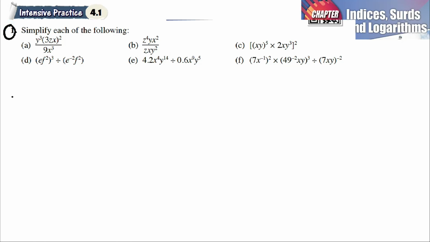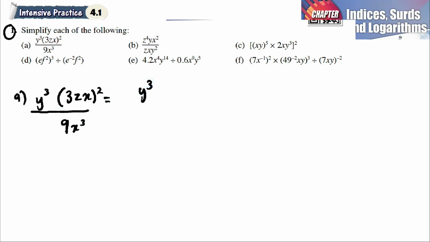Simplify each of the following. So a, x y cubed times 3z x squared, divided by 9x cubed, which is equal to y cubed. So we have a bracket here, so we can expand it. 3 squared we get 9, z squared we get z squared, x squared we get x squared. So we are squaring every term inside the bracket, divided by 9x cubed.